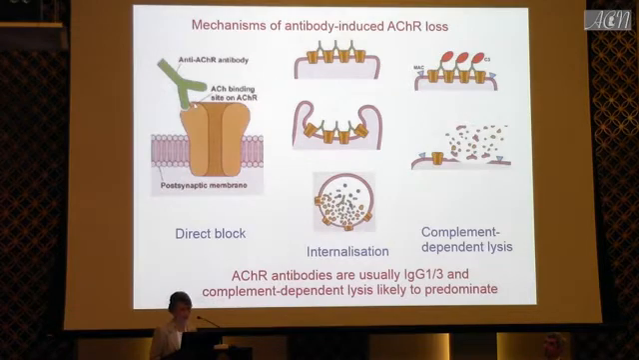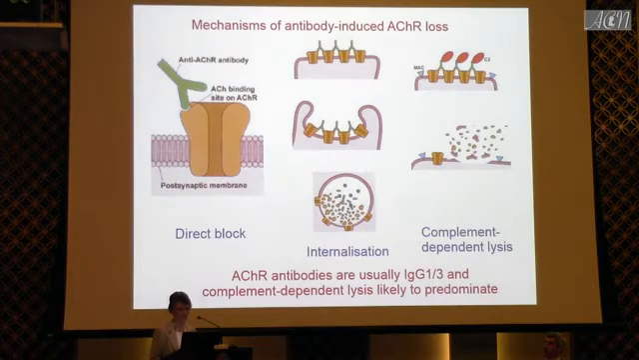One, some of them block the function of the acetylcholine receptor by preventing acetylcholine binding. Those antibodies are actually not very common. Much more frequently, because there are two binding sites for the antibodies on the receptor, and antibodies have two arms, generally speaking, the antibodies cross-link the acetylcholine receptors in the membrane, and that leads to internalization and breakdown of the receptors. So that leads to loss of receptors.